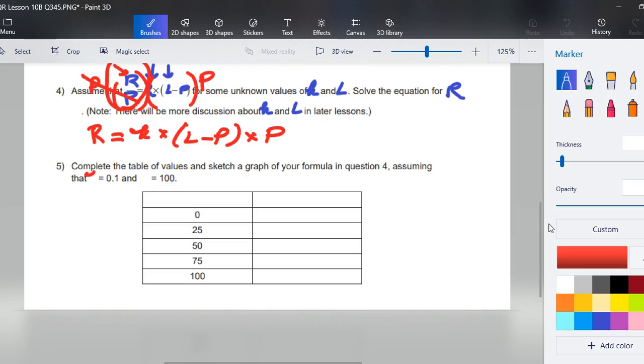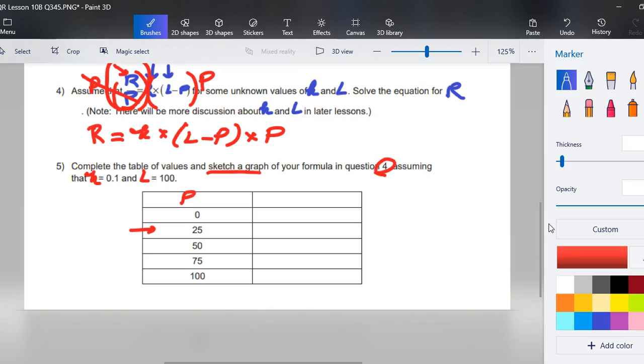So in question 5, it says complete the table of values and sketch a graph of your formula in question 4. Assume that K is 1/10 and assume that L is 100. So I'm going to go ahead and do 25. You might want to look at that before you hit pause, and then it would be a good time to hit pause and go do the rest of these.